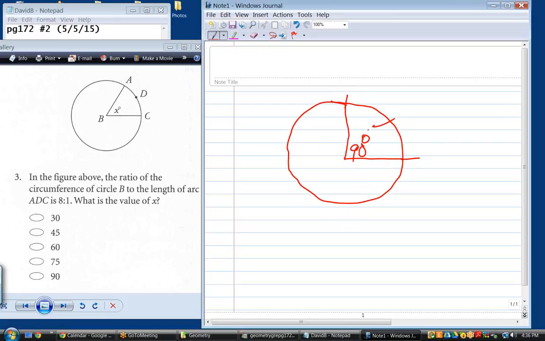In other words, if you take that angle, in this case x, and divide it by 360, that will be the same percentage as 1 divided by 8. So x is going to equal 360 divided by 8.